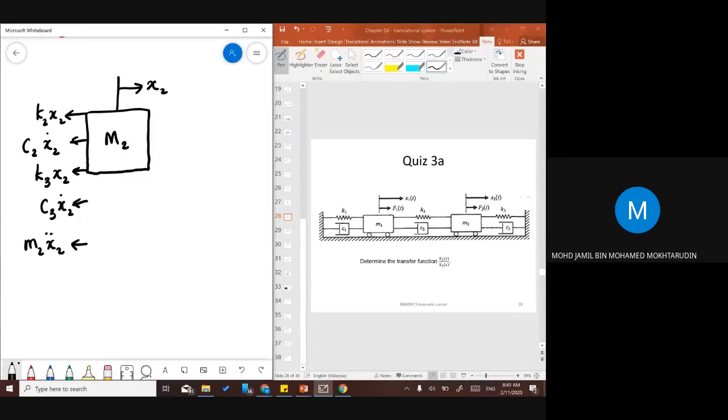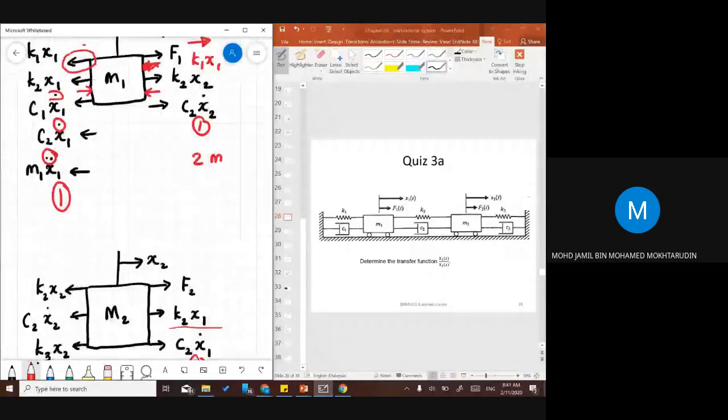And then for the forward forces, you have F2 here, and you need to look at the components that are also connected to M1. So here it's K2 and C2. So you have K2 X1 and C2 X1 dot. And again, this is 2 marks, 1 mark for each side of the forces. So if you miss one component, zero.